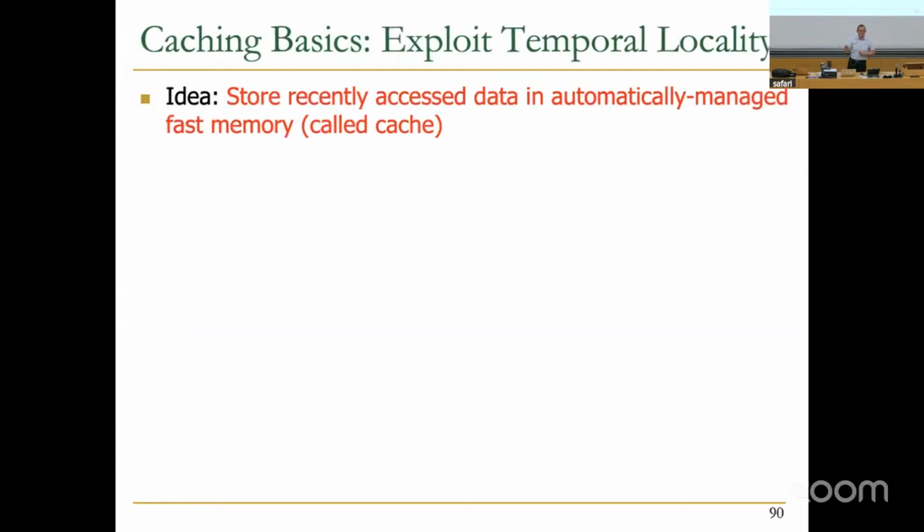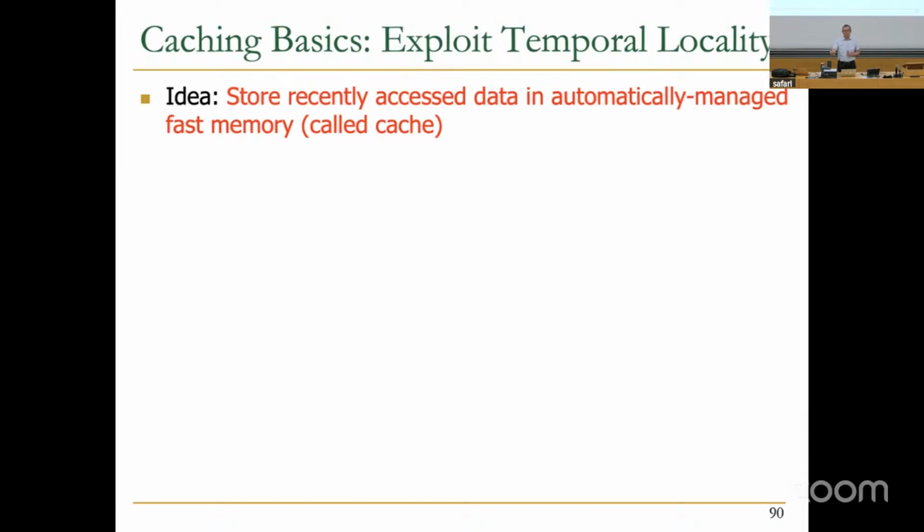So the basic idea, let's talk about exploiting temporal locality first, because it's a bit easier. You store recently accessed data in automatically managed fast memory. Automatically meaning the programmer doesn't deal with it, the compiler doesn't deal with it, hardware manages it. This is called a cache. That's a hardware cache. There could actually be software caches also, which we're not going to talk about a lot, but the caching concept is actually pretty general. This is the idea basically.